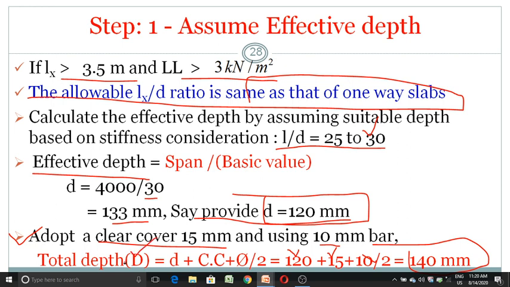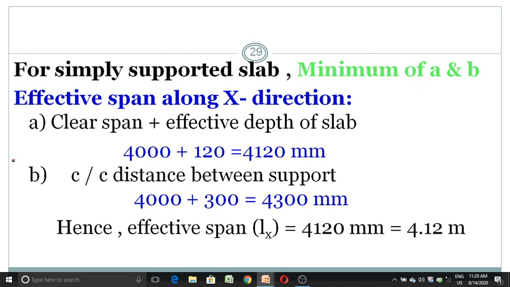So this is how we calculate the effective depth, and then we have to calculate our effective span along the x direction and y direction as we are designing a two-way slab. So effective span in x direction is calculated as clear span plus effective depth of the slab. The clear span along the x direction is 4000 and effective depth we assumed is 120. Finally 4120 is the effective span length corresponding to our condition A, and condition B is the center to center distance between the supports.